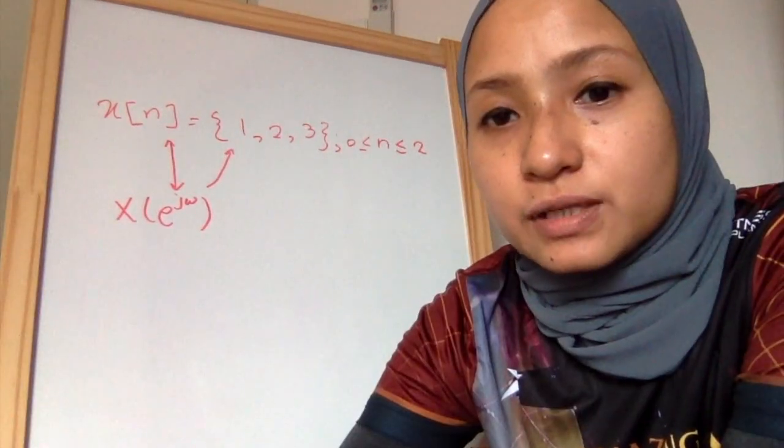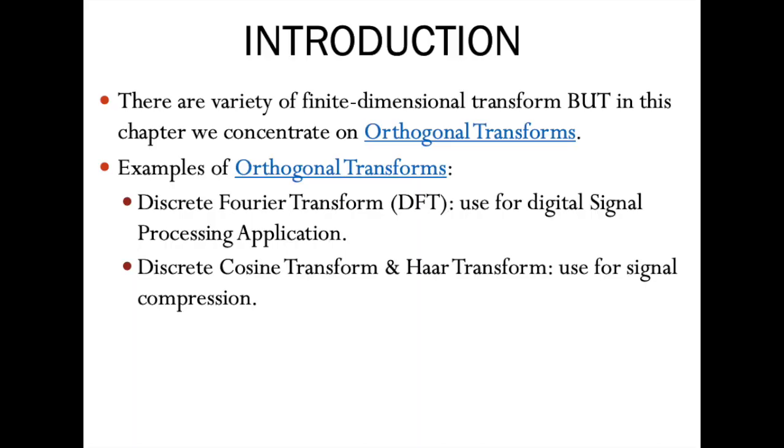Next we refer to slide number 3. There are a variety of finite dimensional transforms, but in this chapter we concentrate on orthogonal transform. Examples of orthogonal transform are the discrete Fourier transform, DFT, which is usually used for digital signal processing applications, and the discrete cosine transform and Haar transform, which are usually used for signal compression.